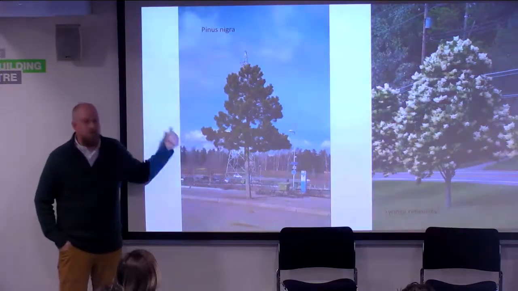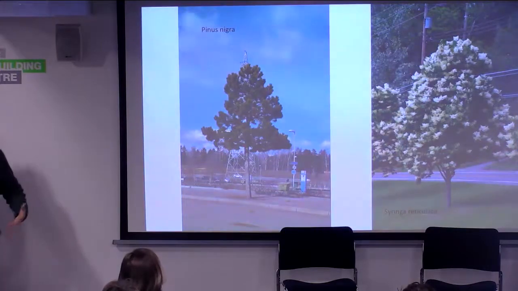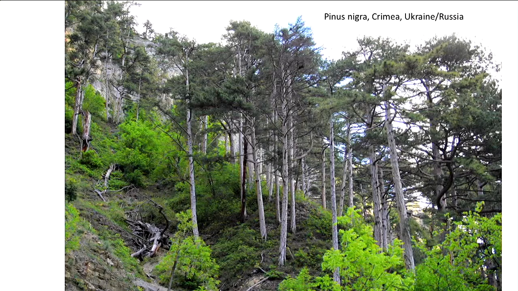Pine tree, of course, 2 and 3 needle pines. This is Pinus nigra. Grows really well. This is from Stockholm. It's an impaled environment, really, really tough trees, especially when you look at where it grows. This is from Crimea, which is Ukraine or Russia. You can choose.